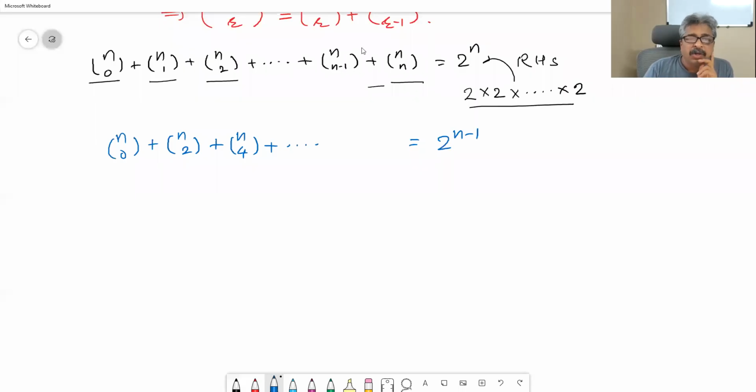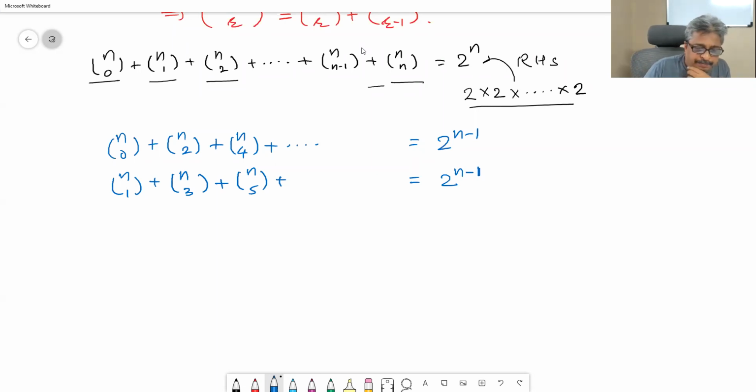Okay, the same logic can be given to this. It is just the question of whether you are taking an odd number of vegetables home or an even number of vegetables home. The answer is going to be 2 raised to n minus 1. Next problem.